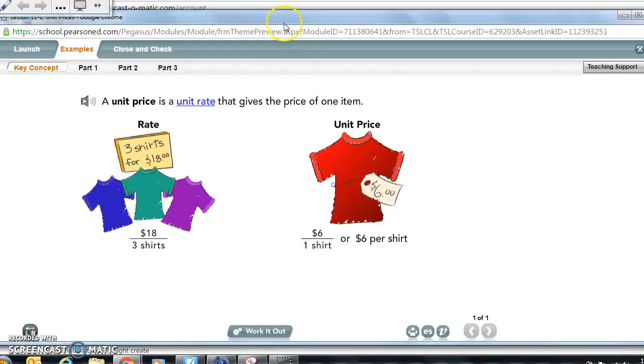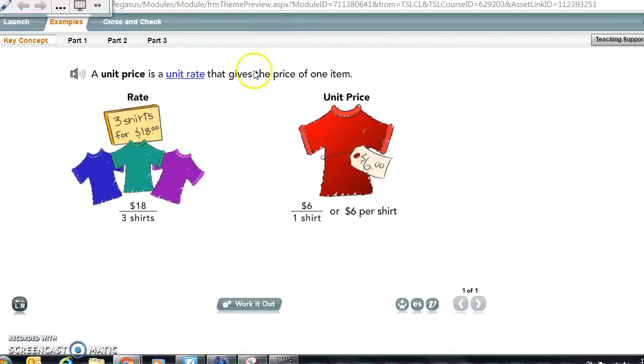So 11.2 is all about things you guys are going to love because I don't know about you, but when I go to the grocery store, I'm always trying to figure out what's the best deal. Or if you go shopping to maybe Aeropostale or Dick's Sporting Goods, and you're looking for a new pair of shoes or new pairs of jeans, you want the price that's going to be the best, right? So a unit price is a unit rate.